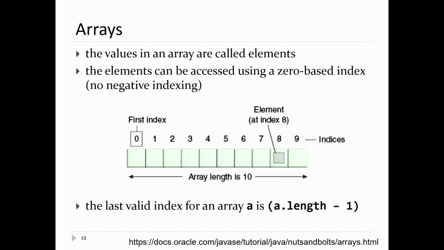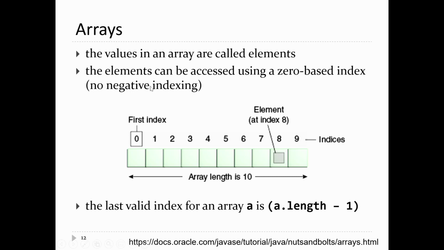Okay, so similar to a Python list, the elements in an array are called elements. Here's an array of length 10, shown in green. Each box can hold an element. In an array, there's always something in the box. There's always some value in the box. There's never no value in a box.